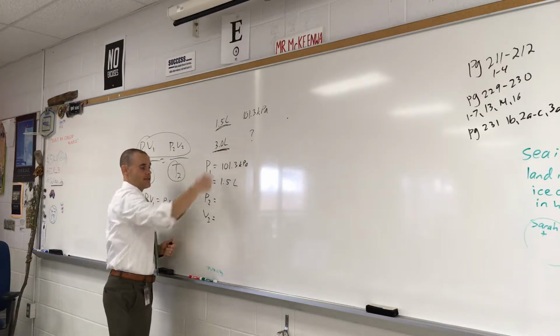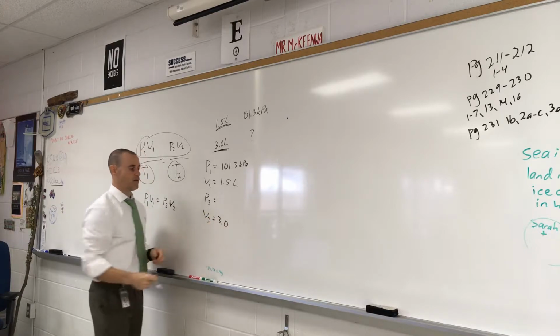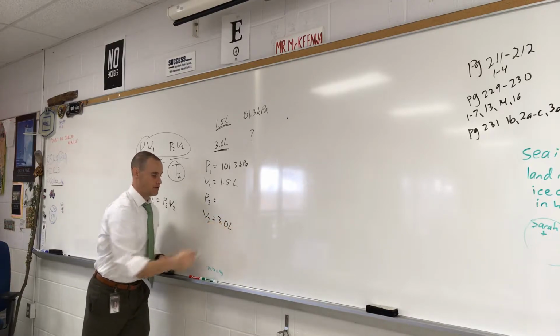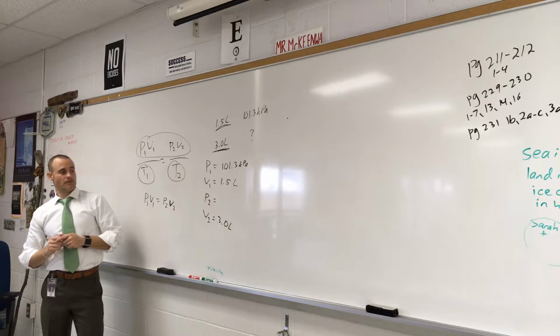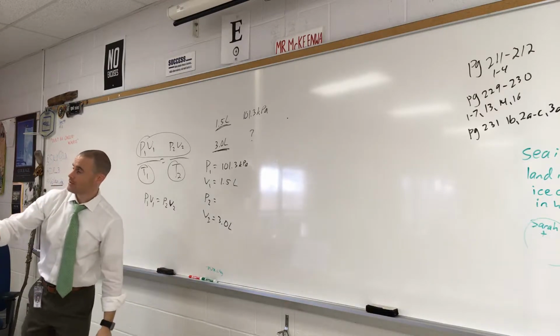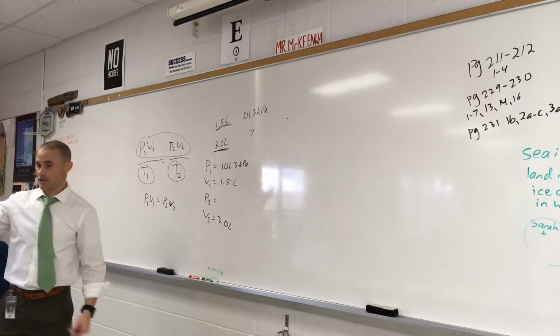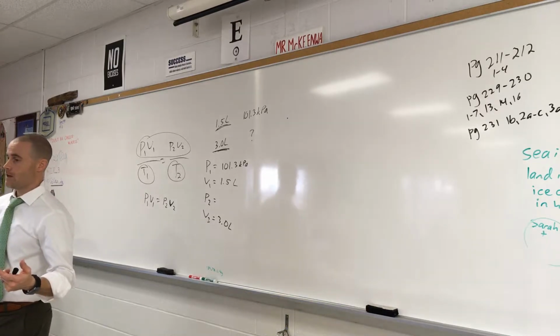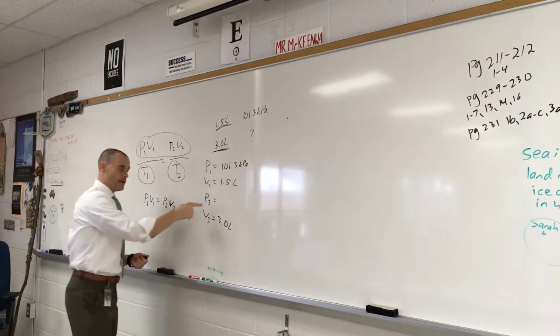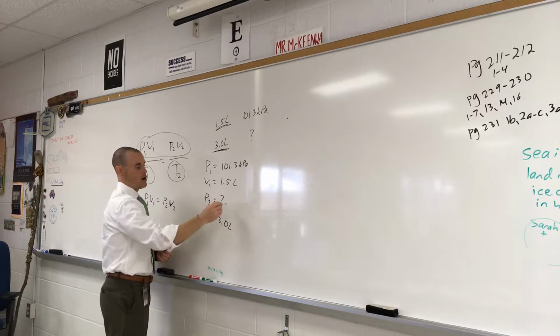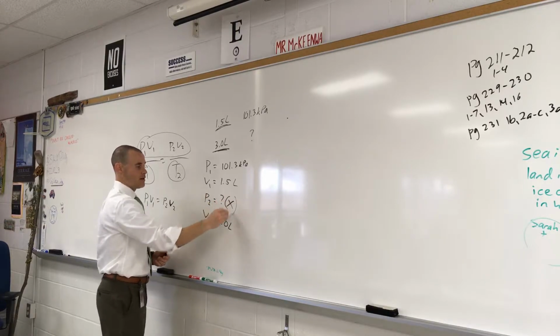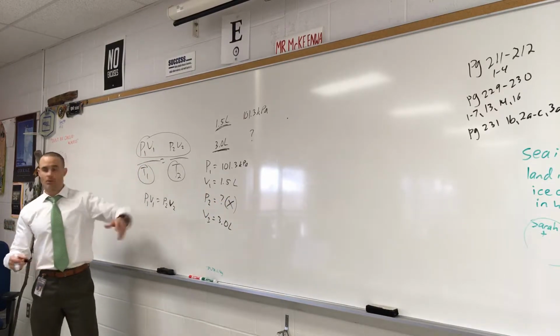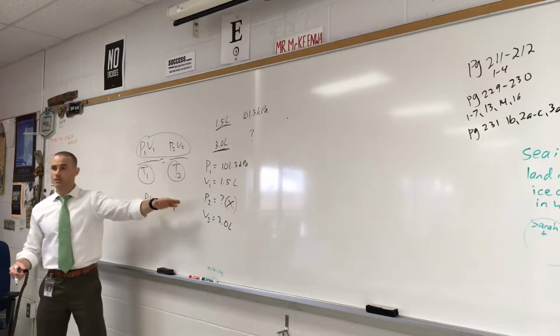So 3 liters is the second volume, 3.0. Now the question asks, or says to calculate what? The pressure. The new pressure. That's P2, so that's going to be a question mark or an X, whatever you want to use there. We're going to put an X in the equation, but that's what we're solving for.